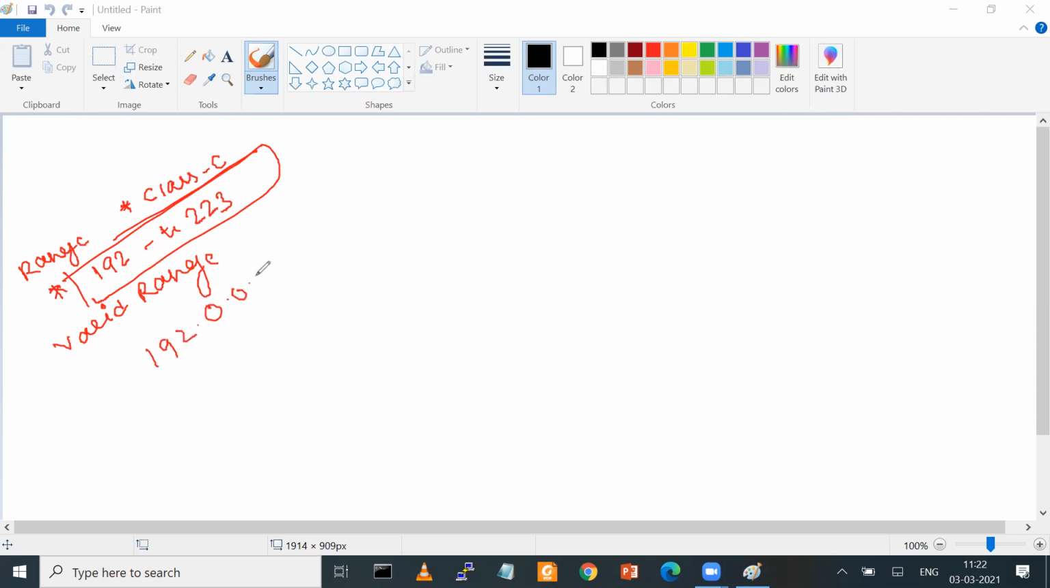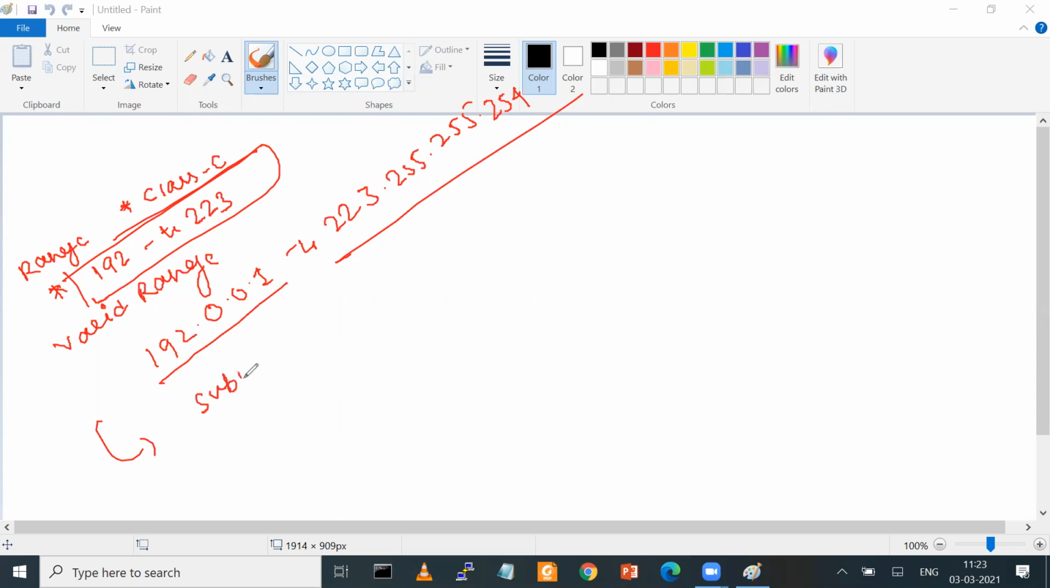192.0.0.12 up to 223.255.255.254. That's a valid range, you can say. And the subnet mask. The subnet mask of class C looks like this.